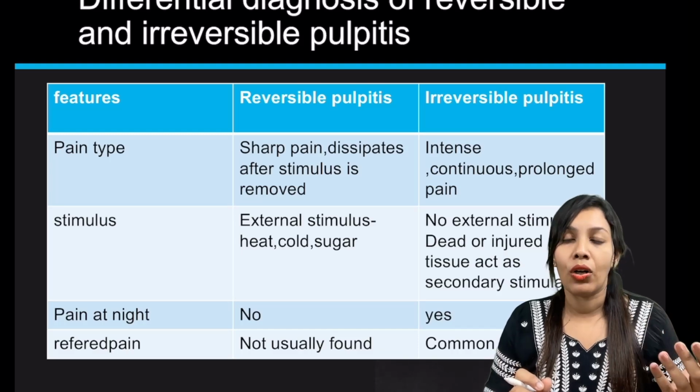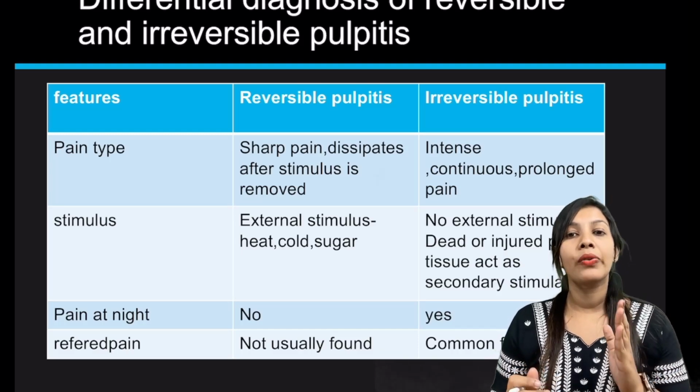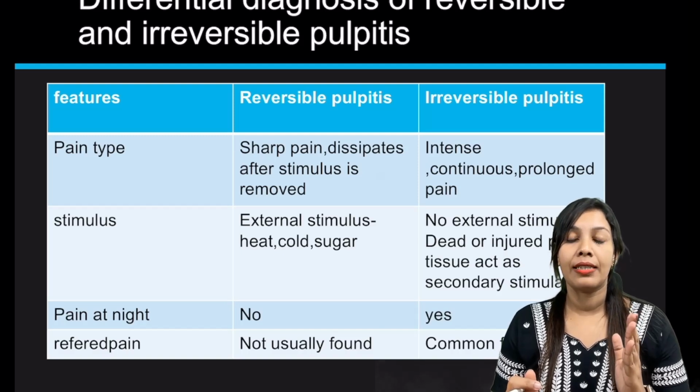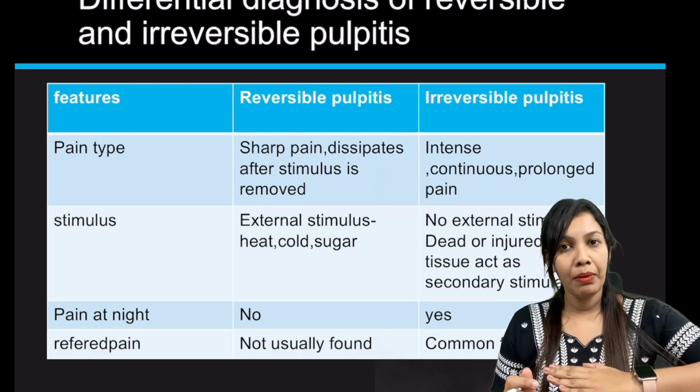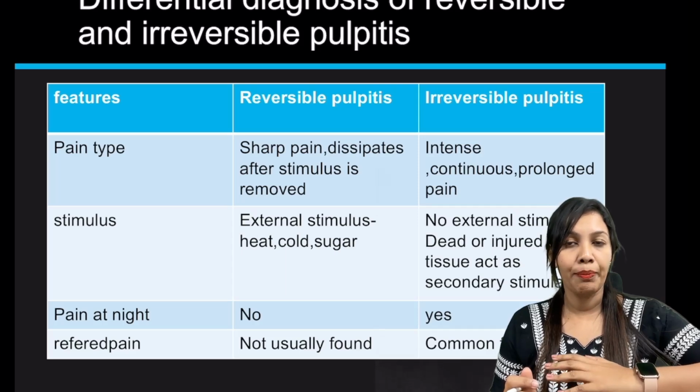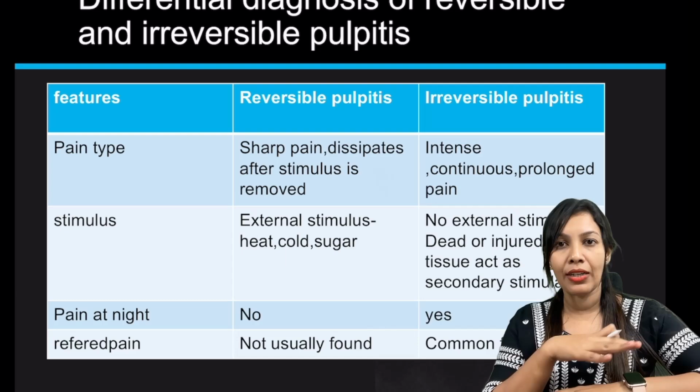Pain at night or not. What happens is, when we are in an upright position, the pulpal pressure is less. When we move into a nocturnal position, in nocturnal time, night, we will be lying down.